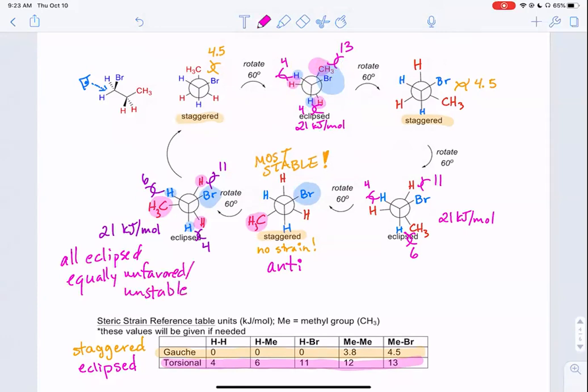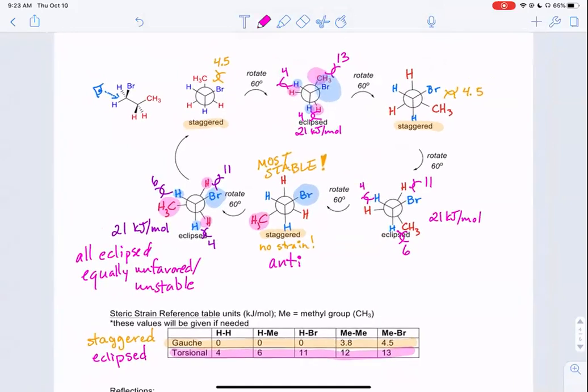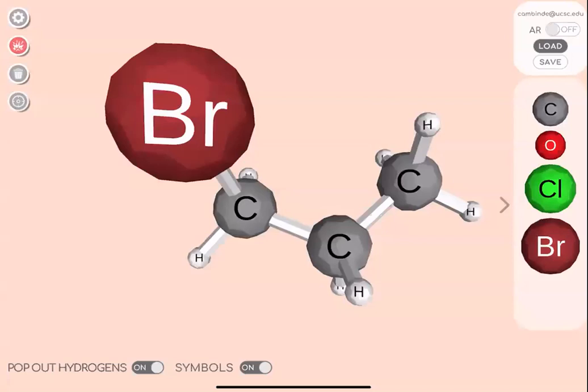Okay, so the idea here, once again, we'll go back to our app just to show what is actually happening, because we did a lot of models or a lot of like 2-dimensional smushed pictures. So here's a model of the molecule. The size of the bromine's a bit ridiculous, but it's helpful. It shows us that the bromine's pretty big.